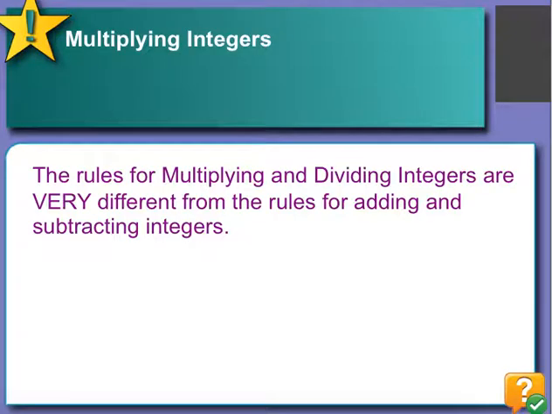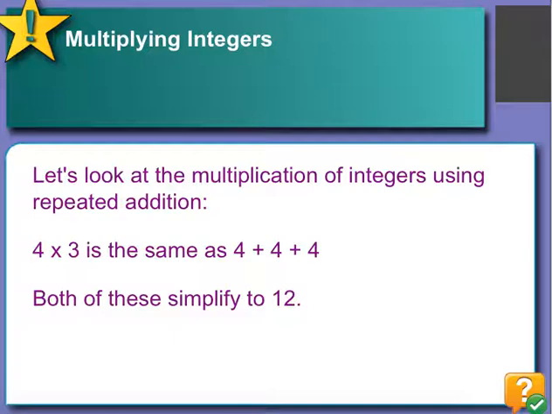So when we look at the rules for multiplying and dividing integers, it's very different than adding and subtracting. Because adding and subtracting, if we have the same sign, we add together numbers and keep the sign. When we have different signs, we subtract the numbers and keep the sign of the bigger absolute value.